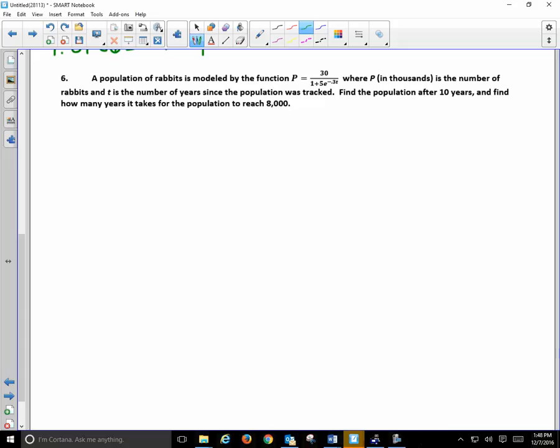So, rabbits, what do they do? They eat, they sleep, they multiply. The population is modeled by this function. P is measured in thousands, and it's the number of rabbits at t years since population was tracked. Let's find the population after 10 years and find out how many years it takes for the population to reach 8,000. Let's do the first part. How do we figure out what the population is after 10 years? You plug in 10. So the population is 30 over 1 plus 5e to the negative 3 power, because I take negative 0.3, I multiply it by 10, I get negative 3.